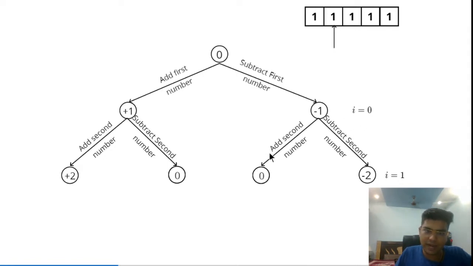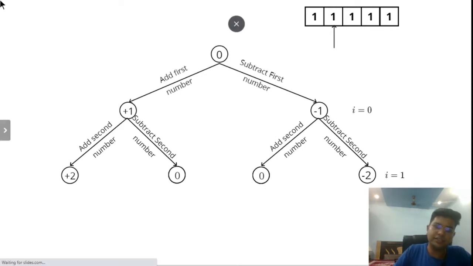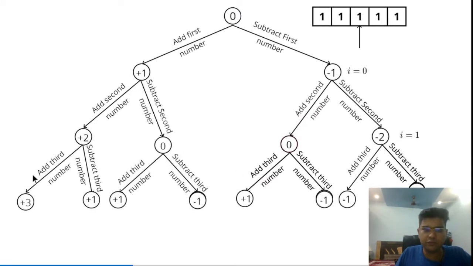Similarly here as well, we can add that second number and we can subtract the second number. So we'll have the following outcomes in that particular case. Similarly, for the third level also, we can add the third number or subtract the third number. Here you can see we have reached our sum, that is 3, but there are more possibilities following. We cannot say that using all the numbers we have reached the sum here.